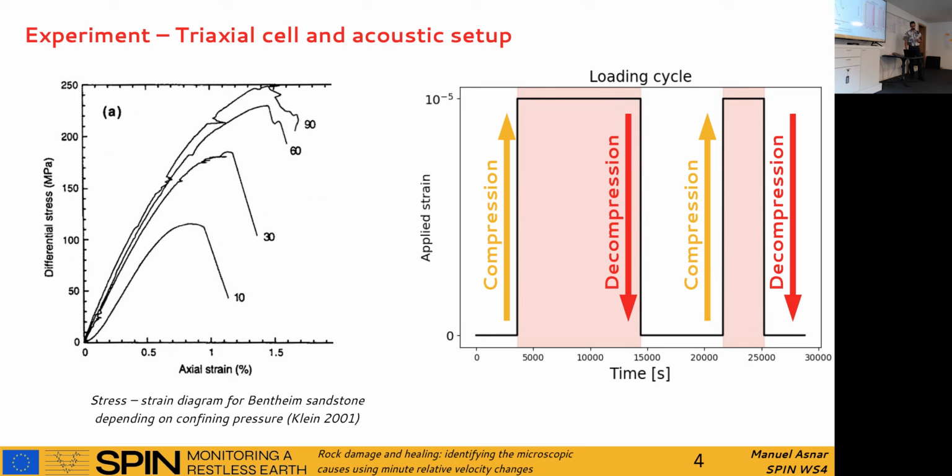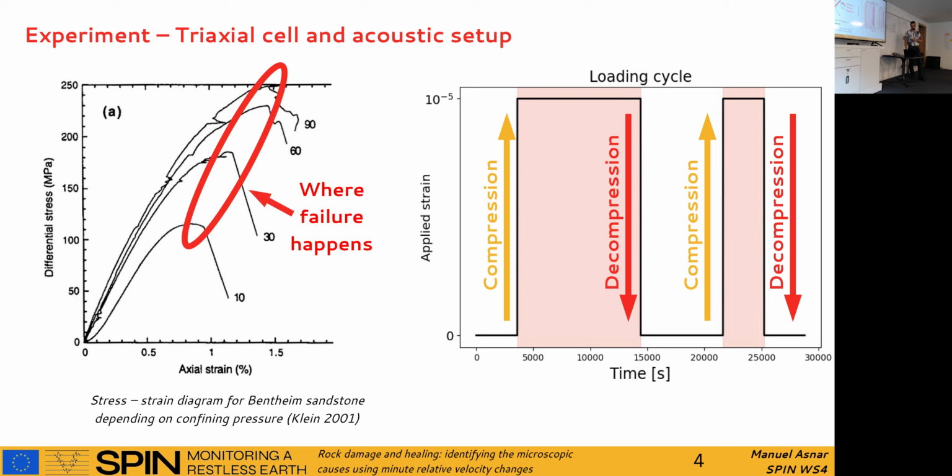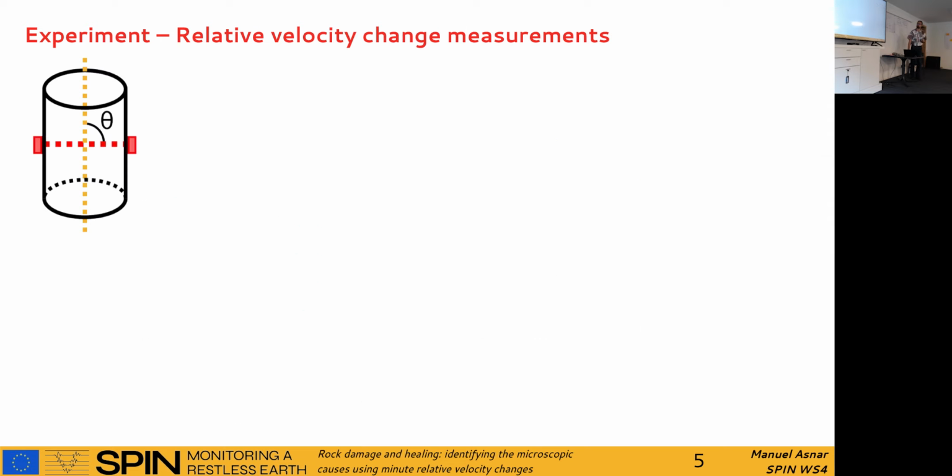So again, just to emphasize, because I'm used to presenting this to rock mechanicists, this is where failure happens for Bentheimer, and this is where we are. So we are very far away from failure. We're less than 0.1% of the failure strain.